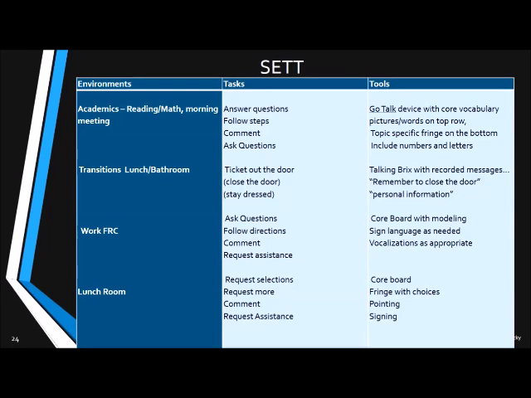So any questions on those two planning forms or any comments anybody want to add?